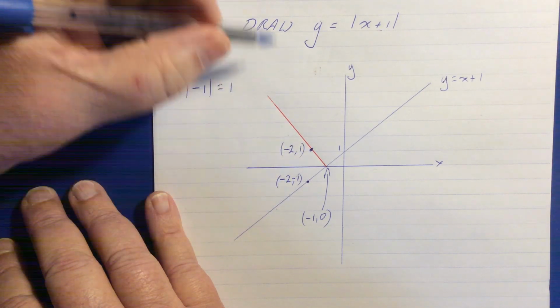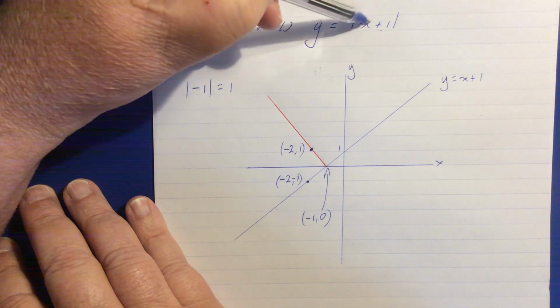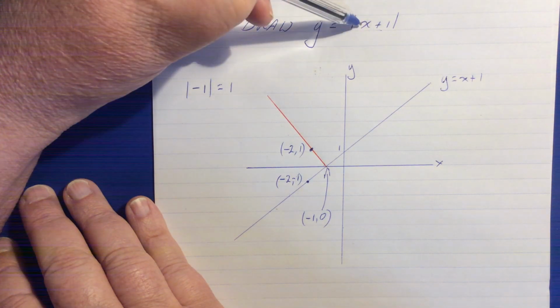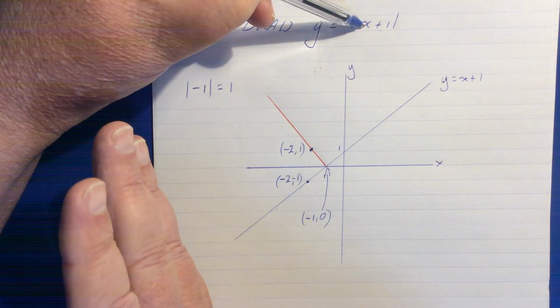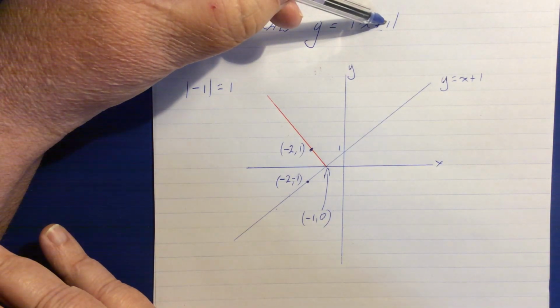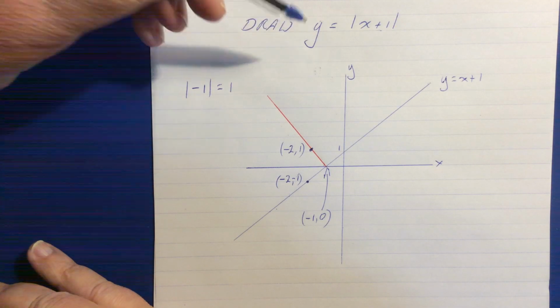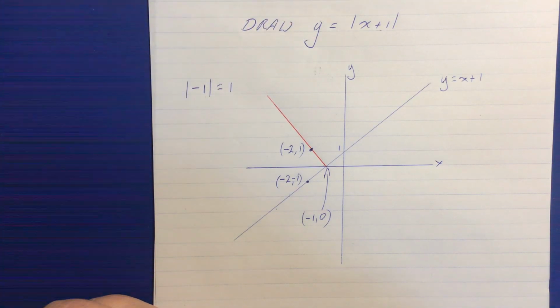The y values can be worked out using this. So negative 3 plus 1 is negative 2. And then we look for the absolute value of negative 2, which is 2.